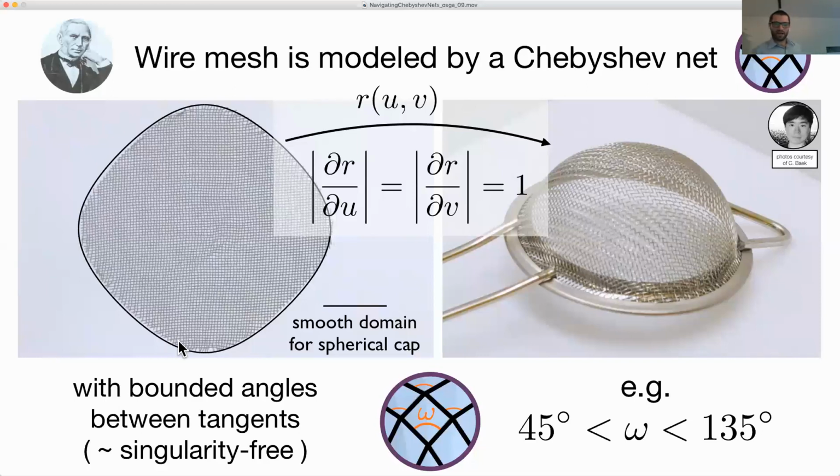And so the main difference between what I'm calling wire mesh modeled by a Chebyshev net and the true Chebyshev net is that, because we don't want to allow singularities, for a real piece of wire mesh you have an angle bound. So here, for example, all tangents are between 45 degrees and 135 degrees with respect to each other. So you cannot shear arbitrarily small or arbitrarily large.